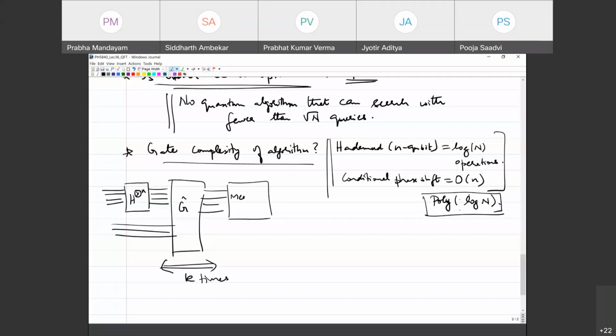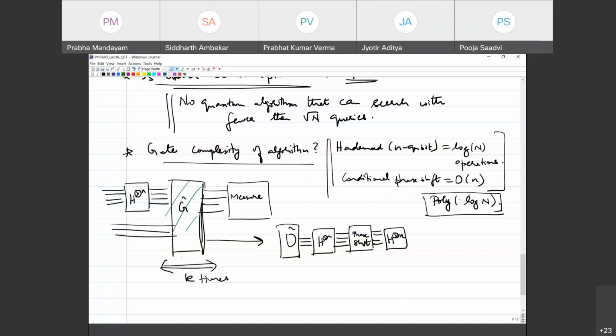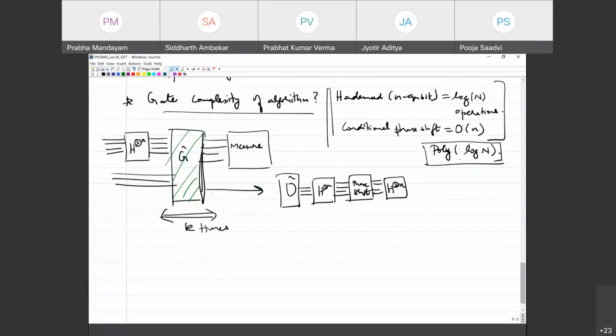But this Grover iterate itself had the oracle followed by Hadamard tensor n, followed by conditional phase shift, just say phase shift, and then again a Hadamard tensor n. So these are all just boxes, right? So the way this query complexity works is that you don't worry about what is inside this black box. Okay, so this is what's called the black box model, right? So this black box you don't worry about.